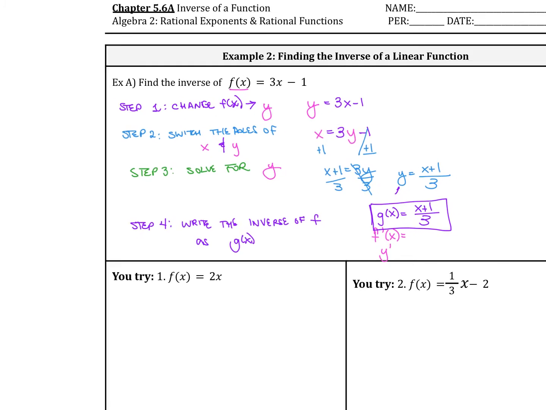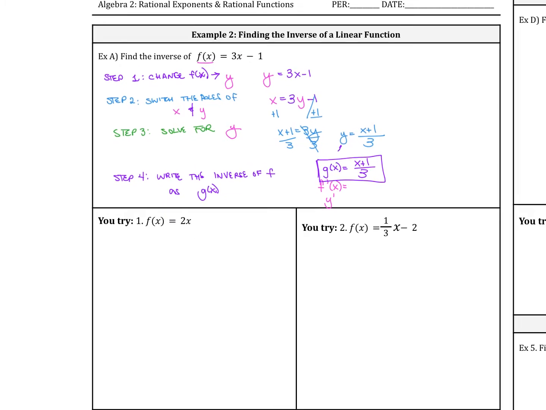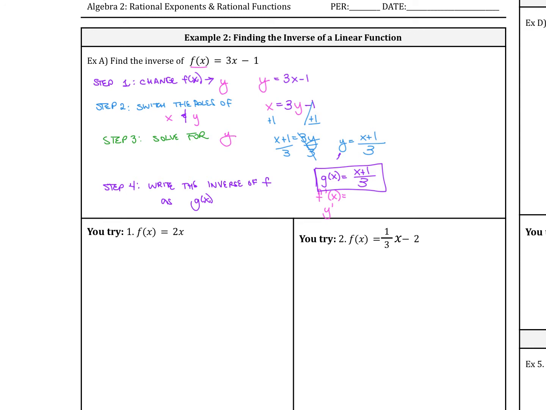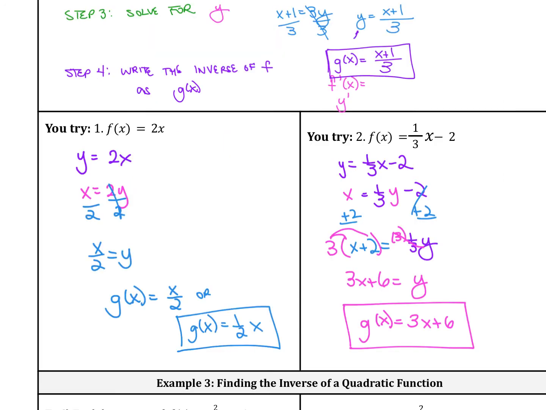So now you're going to try 2 examples. Find the inverse algebraically for each of these linear functions. So trying this out, for the first example, you should have g of x equals 1/2 of x. If you left it as x over 2, that's okay. So we change f of x to y, switch the roles of x and y, divide by 2 to isolate the y, and notice we get x over 2 equals y. One reason why I want to write it in this format instead is just to remind us that this is the slope of this line.